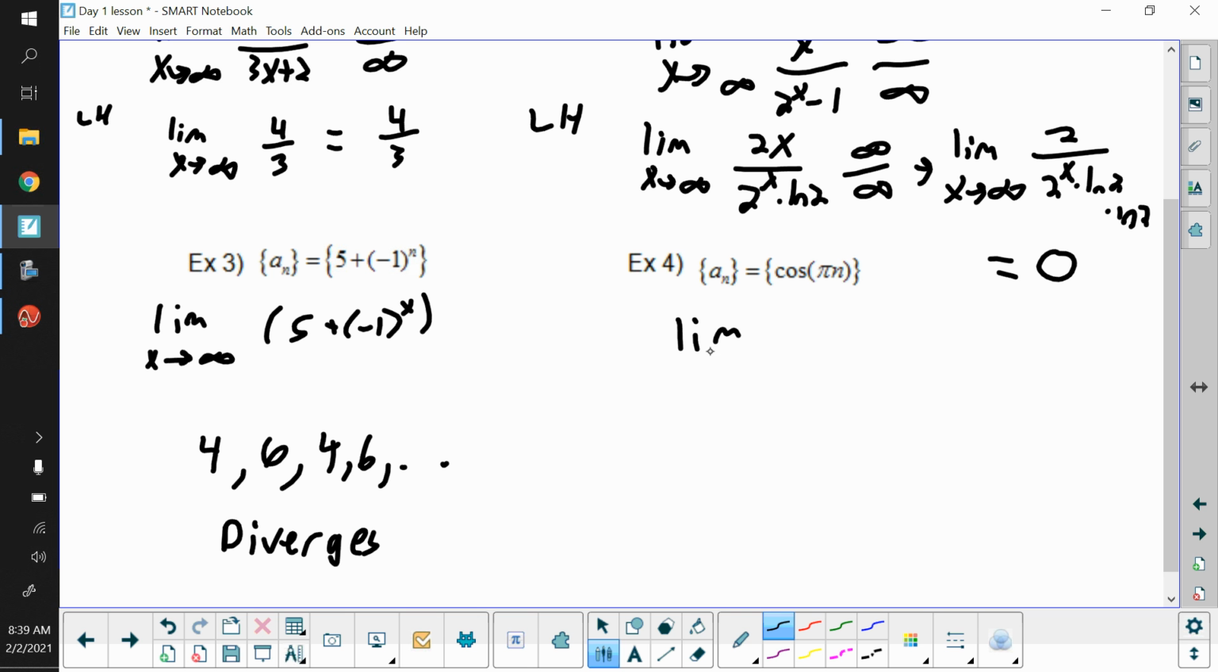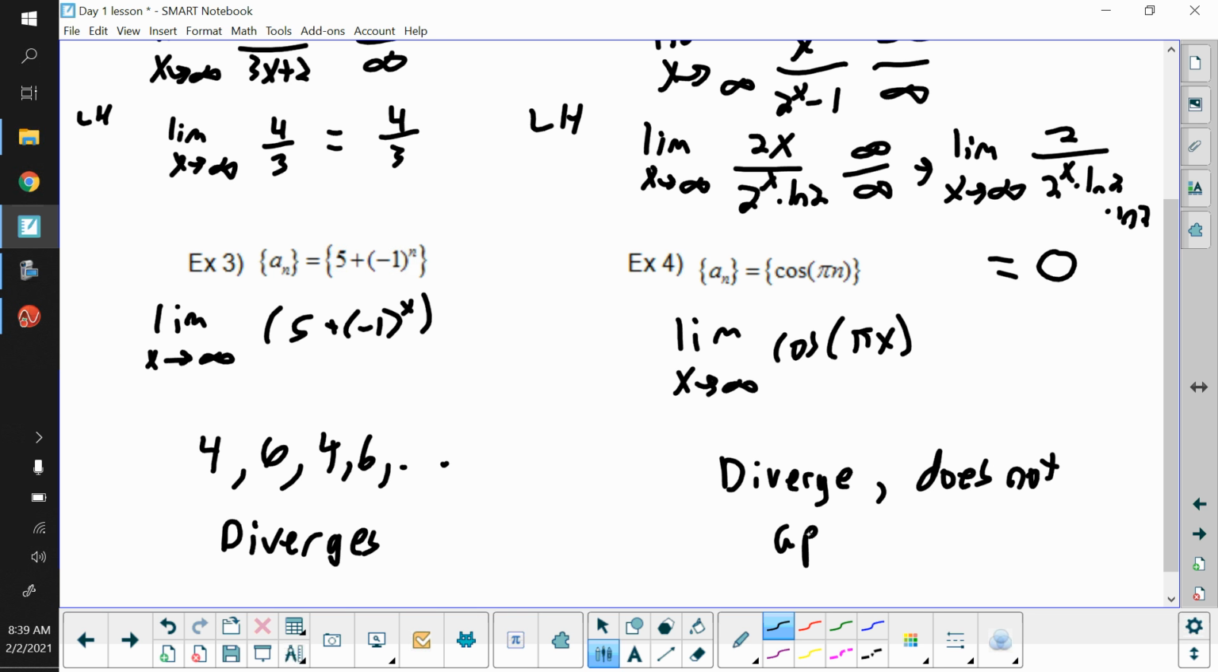And the last one, if we do our limit as x approaches infinity, cos pi x. Well, cos, even when the frequency is changed, it's still just going to stay between -1 and 1. So this is going to diverge because it does not approach a value. So knowing what our common functions do and how they behave will help us out a lot in this unit to determine if they're going to approach something.